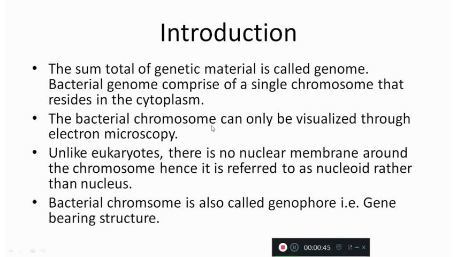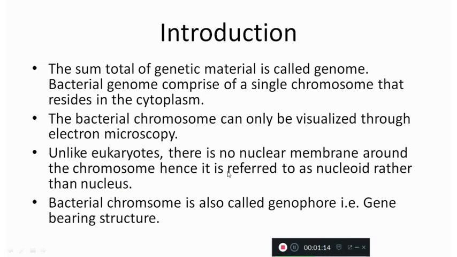So the bacterial chromosome can only be visualized through an electron microscope. Because the bacterium is very, very small, it is difficult to see under a light microscope, and the chromosome is further smaller, so it is only seen under an electron microscope. It can be seen under a fluorescence microscope if you stain it with some fluorescent dye.